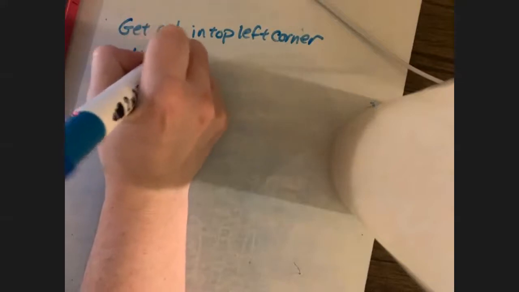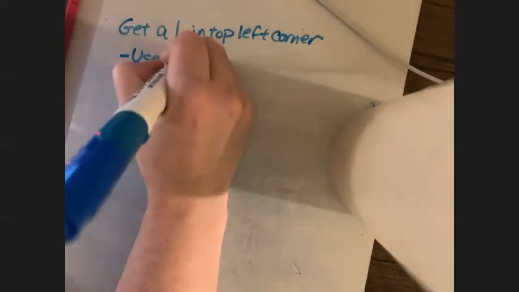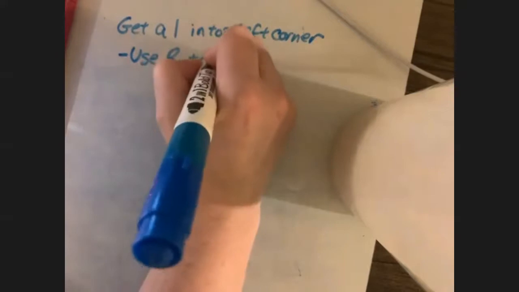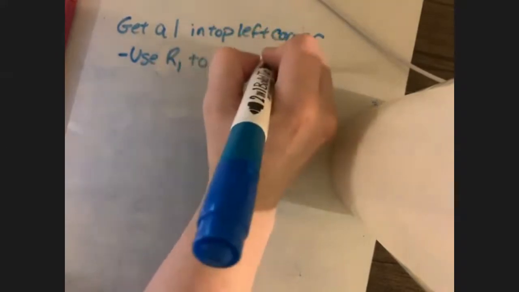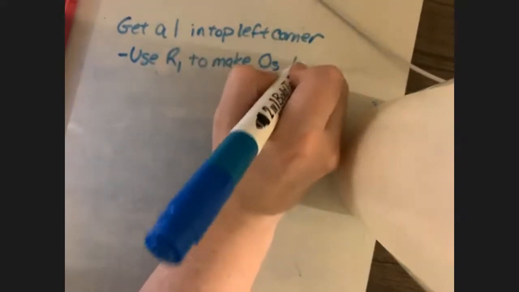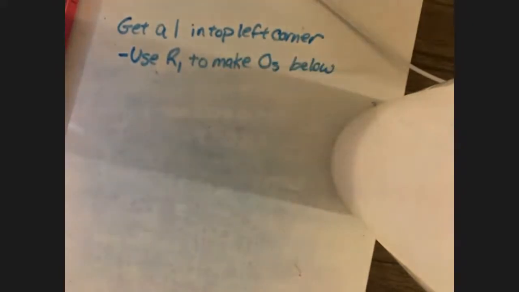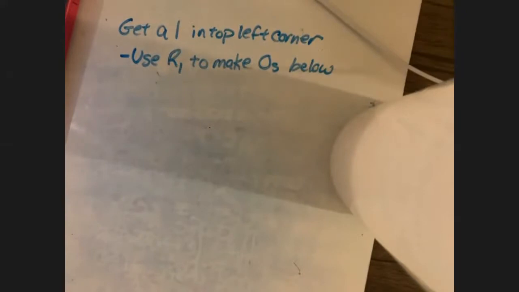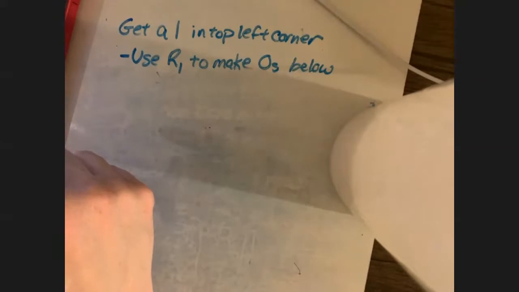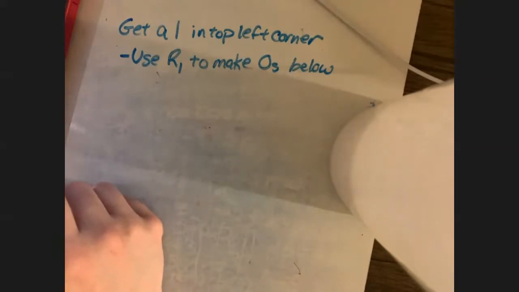Okay? Now, this is where everybody will start to mess this up. Okay? Use row 1 to make zeros below. Now, what I mean by that is, you remember that last example that we just did where it said like 3 of row 2 plus row 3?